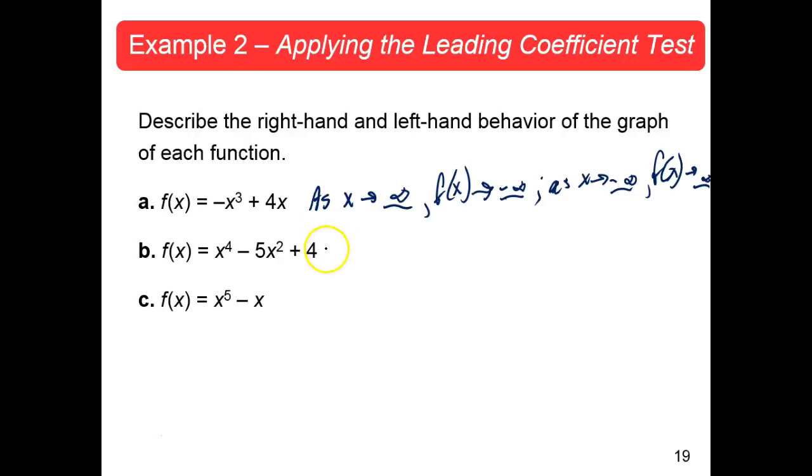Let's do this one. As x goes to blank, f of x goes to blank, and as x goes to blank, f of x goes to blank. You tell me what to fill in where.